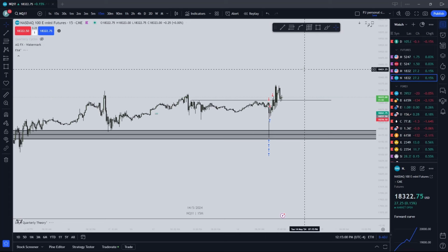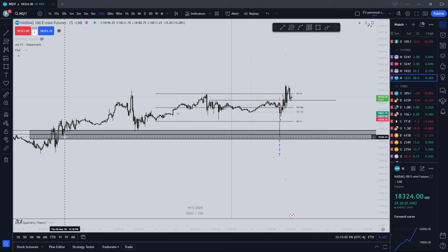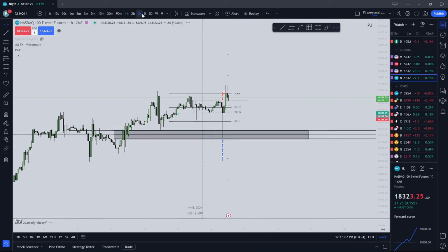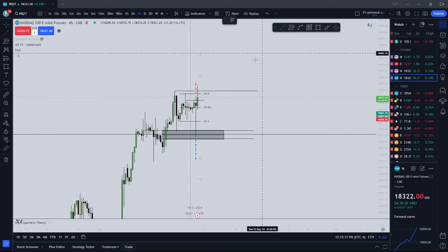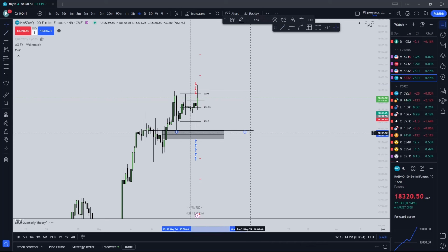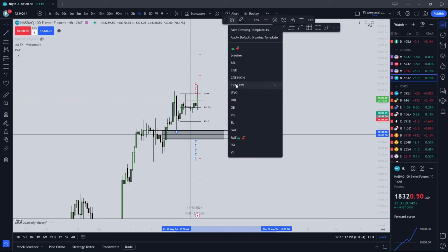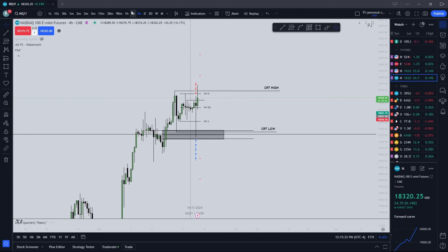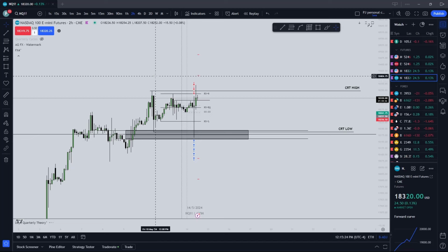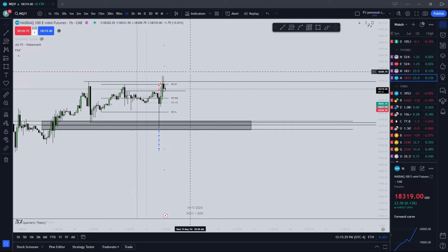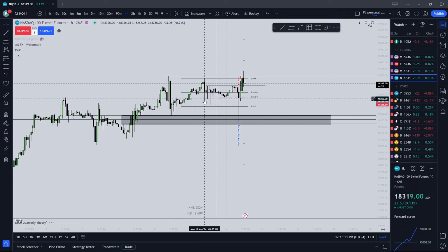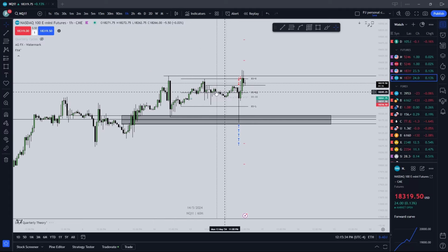We start zooming in time frame wise. We see our range, even from this time frame or this time frame. You can pretty much see this range that we're accumulating in. So obviously overnight, just accumulate within the range.